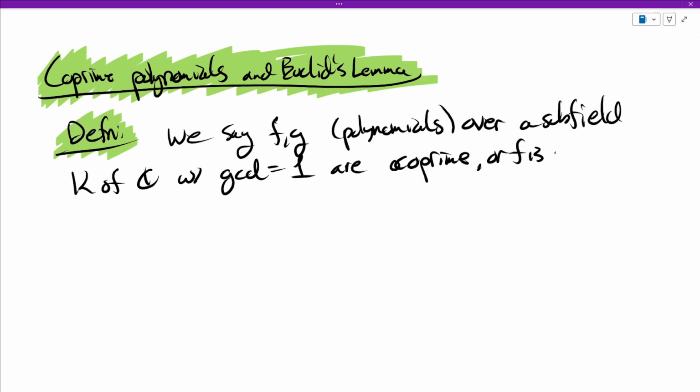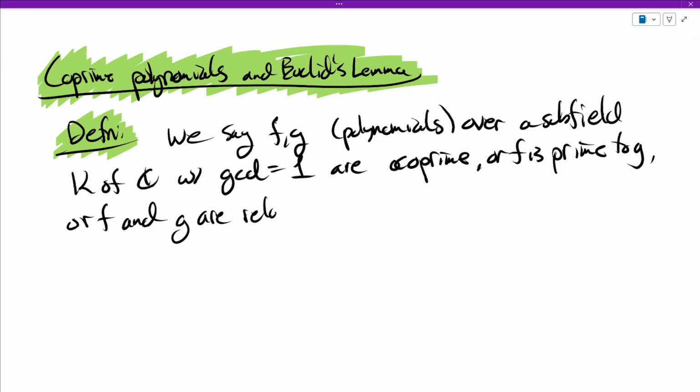or F is prime to G, or F and G are relatively prime. All of these things are the same thing. So coprime I'll probably say most often because it's shorter, and then of course F and G are relatively prime, we might also say if that's much longer. But all these mean the same thing.